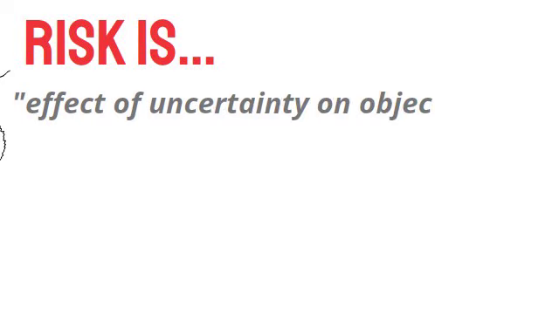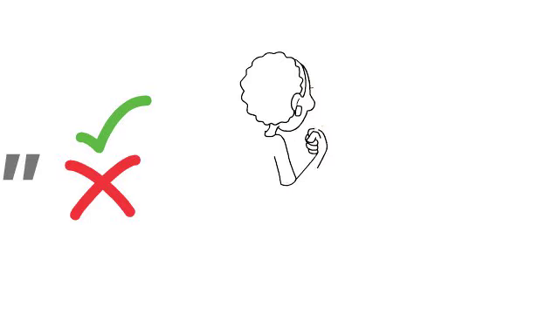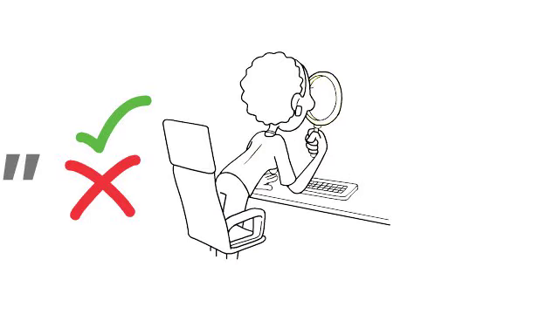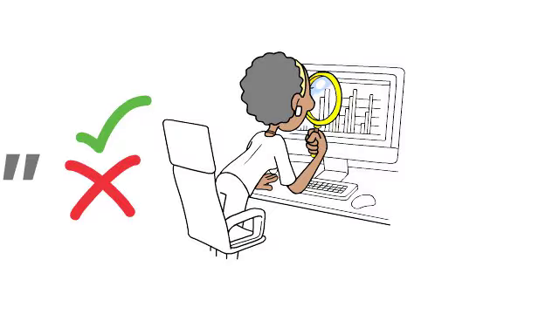At its core, risk management is about understanding uncertainty and how it might affect your objectives. ISO 3100 defines risk as the effect of uncertainty on objectives. This includes positive effects, opportunities, and negative effects, threats. The goal of risk management is to not eliminate all risks, but to manage them in a structured and informed way. Here's the risk management process.